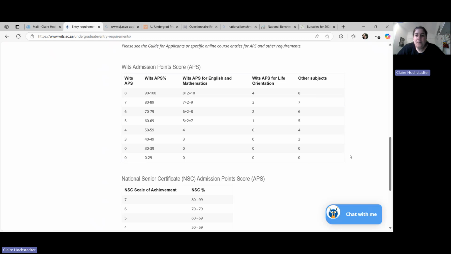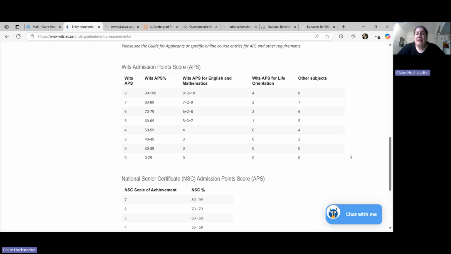If you are taking more than 7 subjects at matric level, you have to include your home language, your FAL, your math option, and life orientation. And then you are welcome to pick your best 3. Just because you have 8 subjects does not mean you apply with 8. Everyone applies with 7 subjects. So you just pick the ones that serve you best.